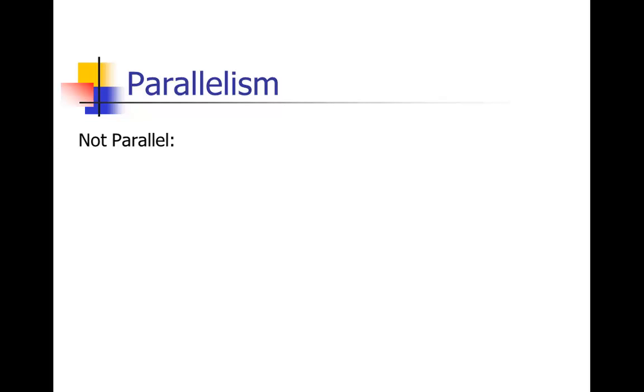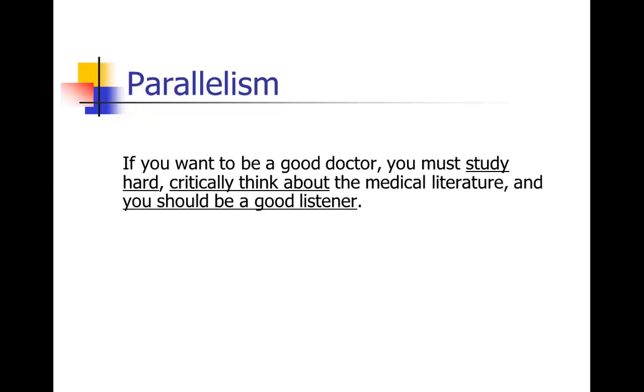So here's an example of something that's a list of items that is not in parallel form. If you want to be a good doctor, you must study hard, critically think about the medical literature, and you should be a good listener. You can hear that sounds funny when you read it out loud. You must critically think, you should. Right? We need to make these in parallel form.